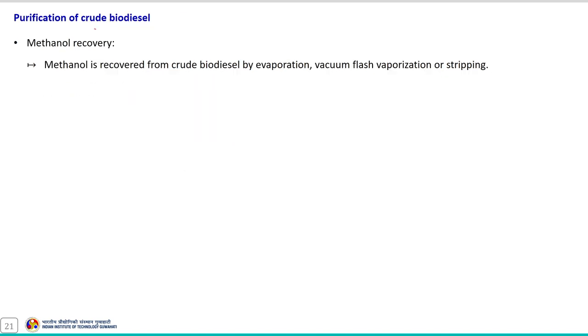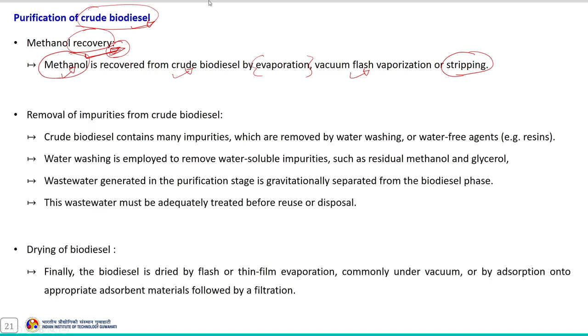Followed by that is the recovery of the methanol. So, this methanol is recovered from the crude biodiesel by evaporation, vacuum flash vaporization or stripping operation. So, the removal of the methanol is a most crucial and important step in the purification of the biodiesel. Since an excess amount of the alcohol is used during the transesterification process, the excess alcohol needs to be removed from the crude biodiesel so that it can be reused in the transesterification process.